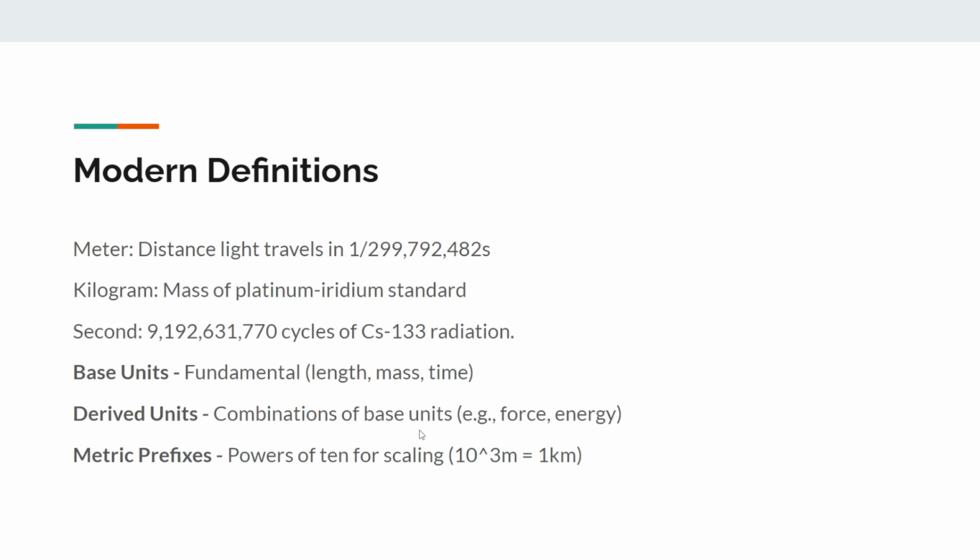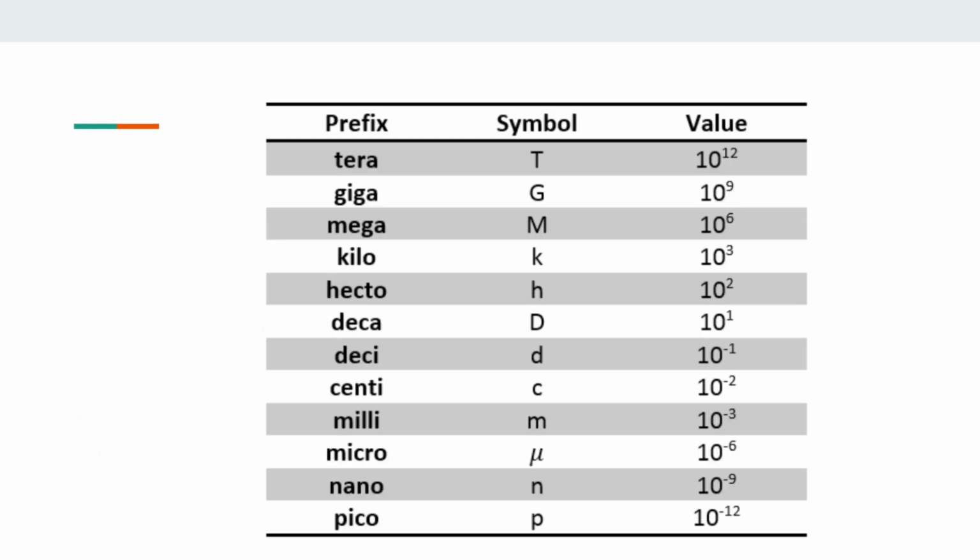Metric prefixes are just powers for scaling, so 10 to the third power. Really simple, basic, I guess, algebra 1 stuff. I wouldn't say 8th grade. So here we have the metric system, and I'm going to close my eyes here, and I'm just going to tell you it so I can know that I have it in my head.